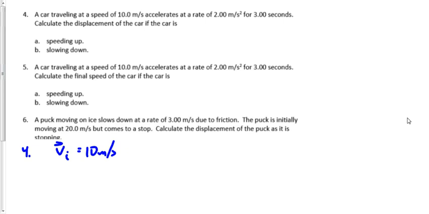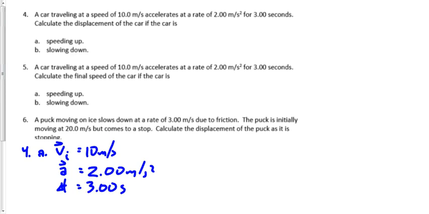Some is 2.00 meters per second. What is that? Sorry, meters per second squared. What is that? Acceleration. Is that positive or is that negative? In question A, it's speeding up at 2.00, positive or negative? We're going to make it positive, right? And the time interval here is 3.00 seconds.